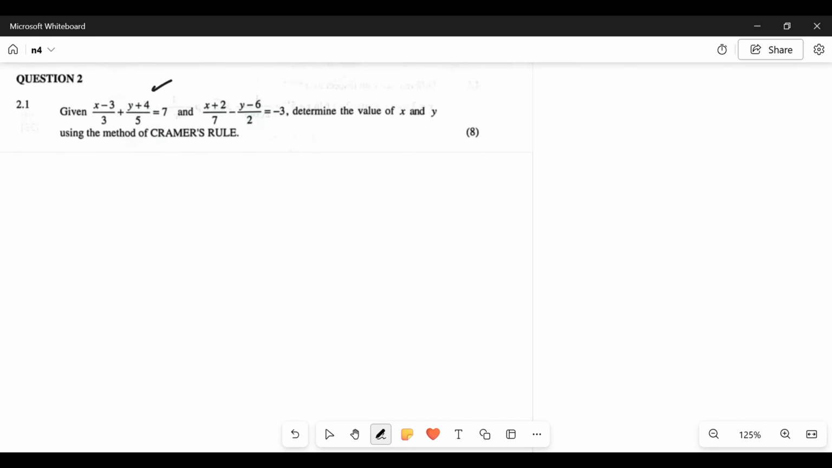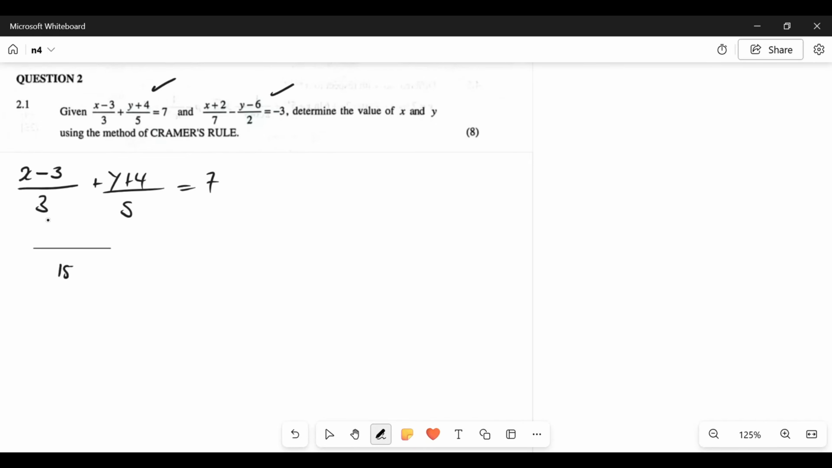So we are given these two equations, but they're in fractions. So we need to simplify these two equations. What you can do here is find the denominator for each equation. So let's start with the first equation, which is (x minus 3) divided by 3 plus (y plus 4) divided by 5, all this equaling 7. We need to get rid of the fractions. So to make it linear, we need to find the LCD. To find the LCD here, we have to multiply 3 and 5. This here is 15.